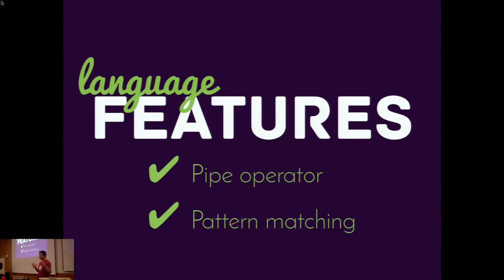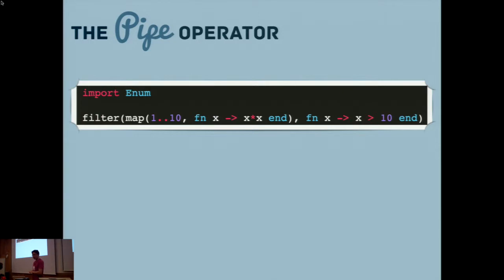We are now going to see some Elixir code. I want to show you two of my favorite language features. The first is the pipe operator. What you see here is valid Elixir code. Stare at it for a couple of seconds and try to figure out what it's trying to do. What this code does is it takes a range from 1 to 10, squares each element, and then selects elements that are bigger than 10.